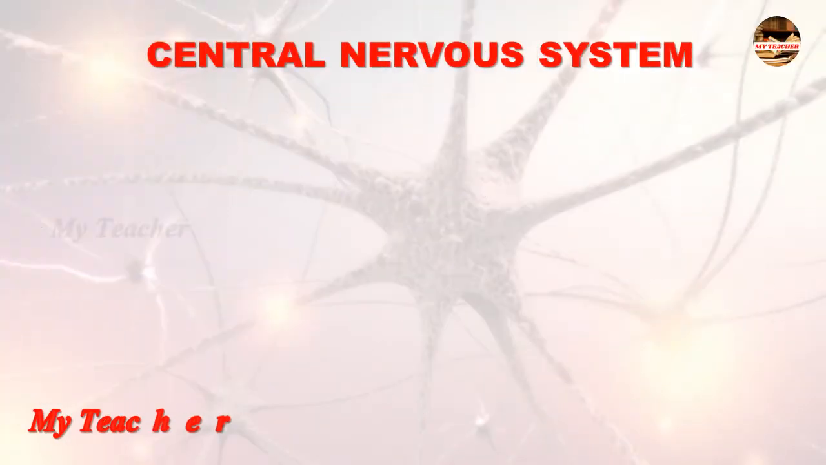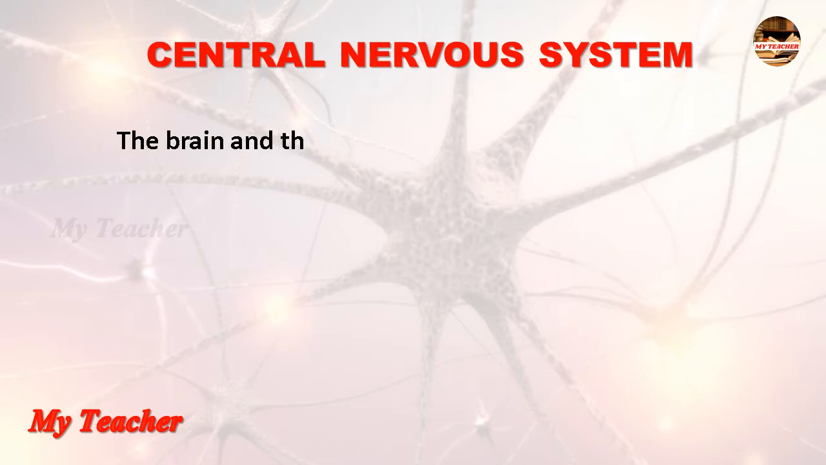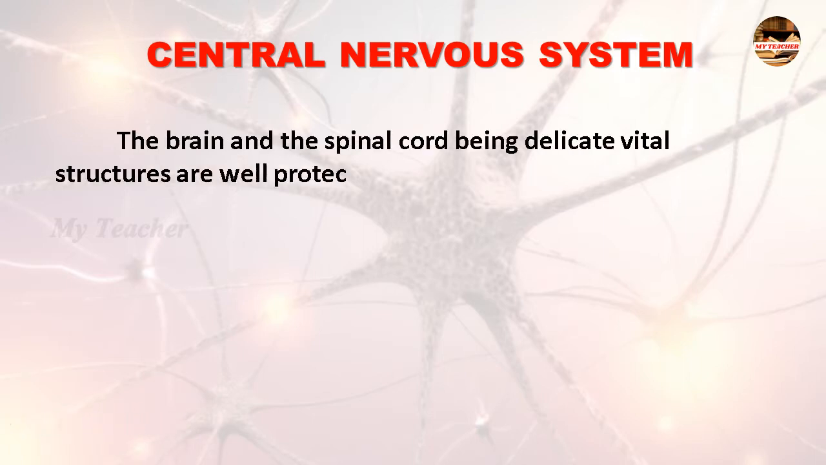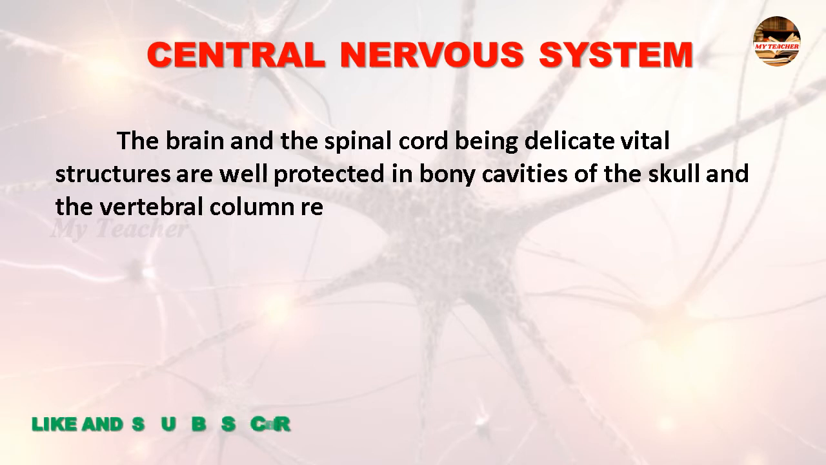Central nervous system. The brain and the spinal cord, being delicate vital structures, are well protected in bony cavities of the skull and the vertebral column respectively. So it is clear the brain is kept inside the skull and the spinal cord is kept inside vertebral column.